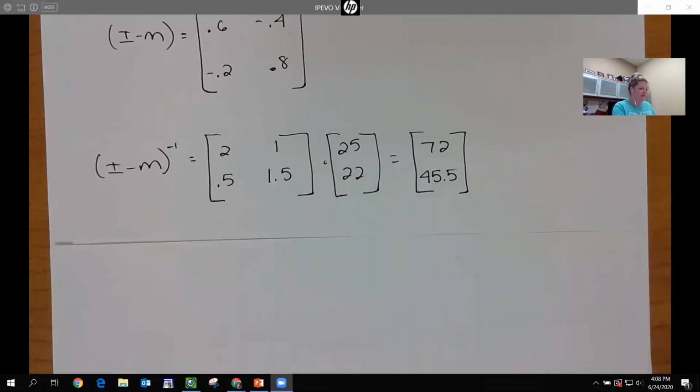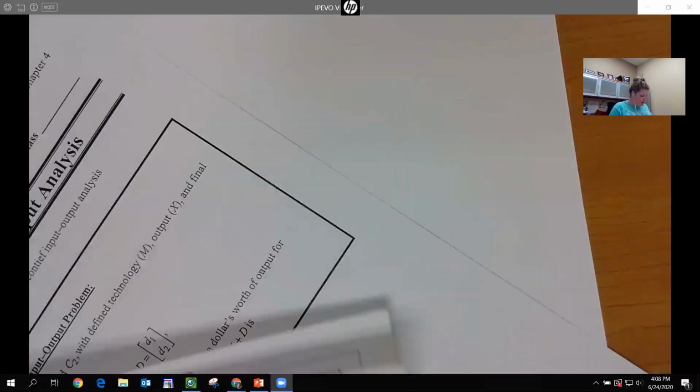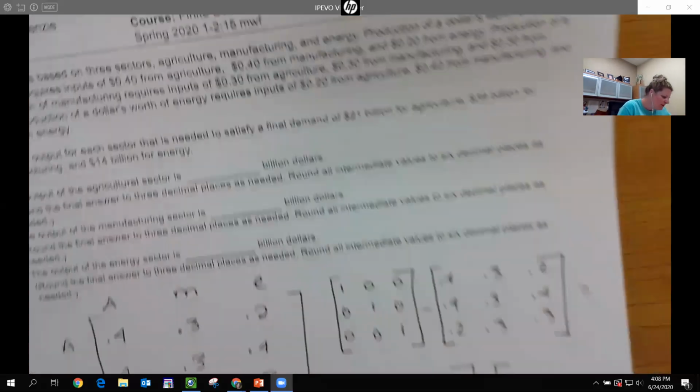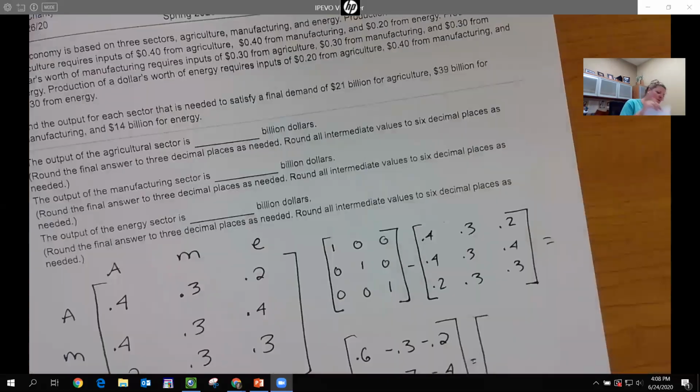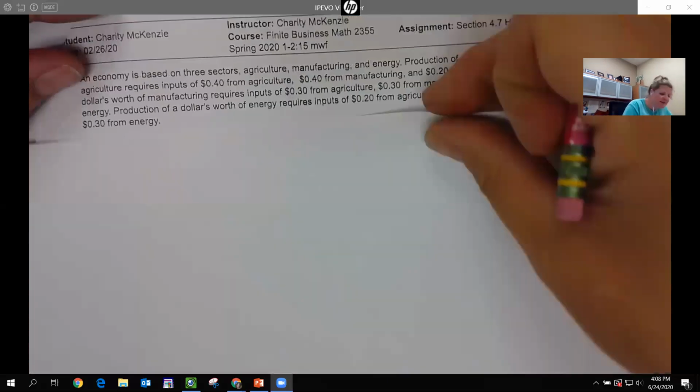All right. So what if you have a 3 by 3? I want to at least show you how to set this one up. Again, most of these are word problems.